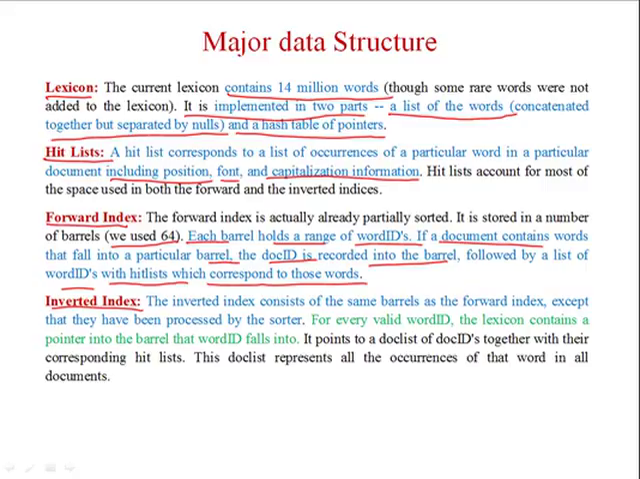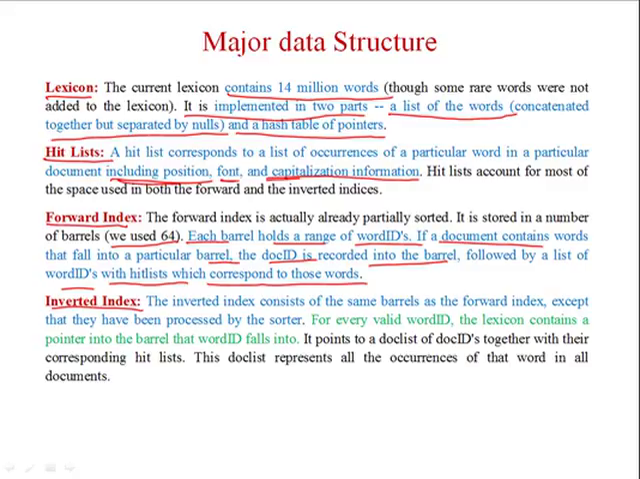The hit list actually contains the information about that particular word, including font, capitalization information, and position. These features can be used in ranking. These features can be used when we fire a query. Then these features can be used to rank the documents in addition to the page rank score and other features.